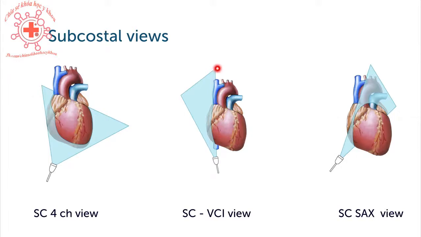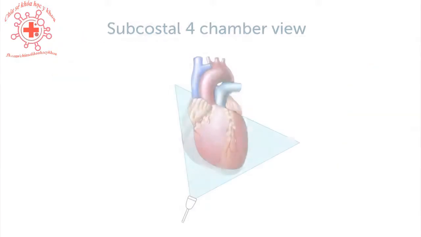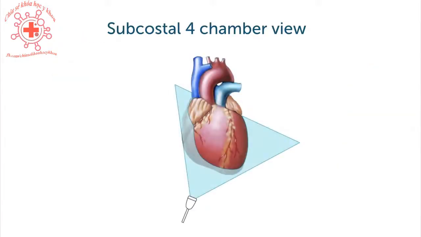Then we have the long axis view. This is the view where we're imaging the IVC and also the SVC. We're transversing the heart in this direction. And then the subcostal short axis view. By rotating the probe, we can get a short axis view at any level that we wish, at the base, at the mid, and even at the more apical parts of the ventricle. Now to the 4-chamber view.